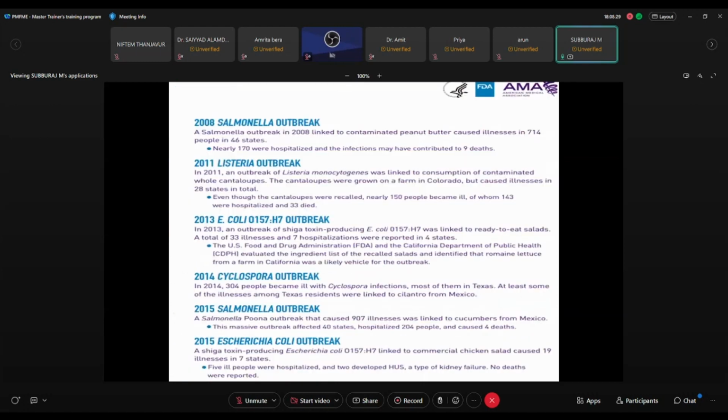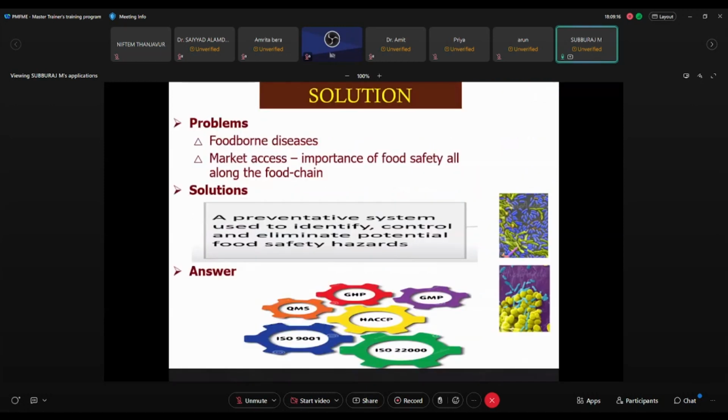And moreover, another one I will tell you, the American Medical Association's report. In 2008 there were 9 deaths, 170 hospitalized, and more people ill. In the 2011 listeria outbreak, 150 people were ill and 33 died. Then in 2013, E. coli outbreaks, 2014, cyclospora outbreak, 2015, salmonella outbreak, and another E. coli outbreak. So a number of deaths were reported in each and every case. These are some of the things I am informing you. In India also we are not different.